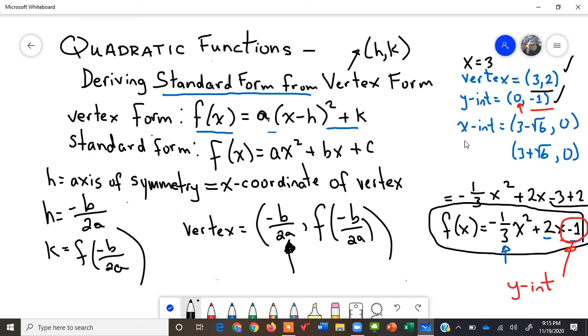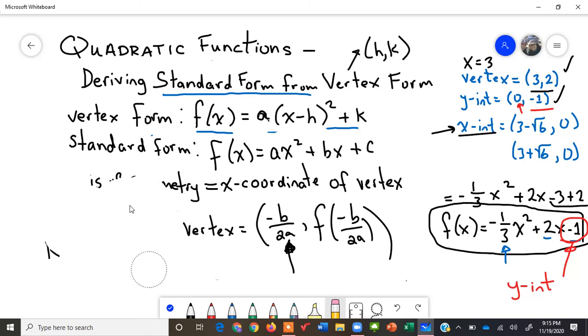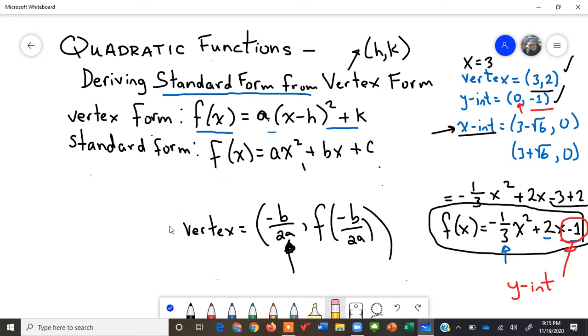We already took care of the y-intercept. Now it's all about the x-intercepts. So we know that to find x-intercepts, we have to set the entire function here equal to 0. So that means we have to take our negative 1/3 x squared plus 2x minus 1 equals 0.